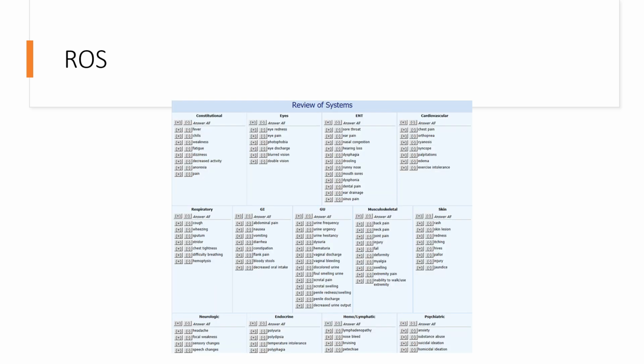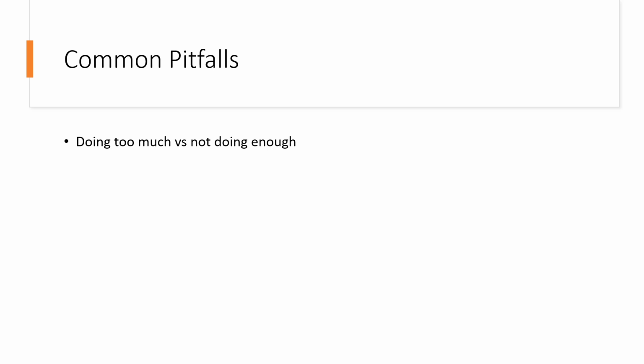Next, let's take a look at the review of systems. Your note should include a detailed review of systems that's relevant to the chief complaint and the history of present illness. Luckily, nowadays, most electronic medical records include a handy ROS that you can click through. When it comes to the review of systems, there are two main pitfalls: not doing enough or doing too much.